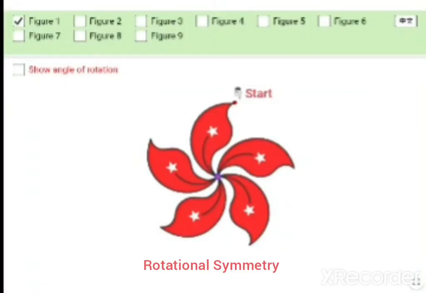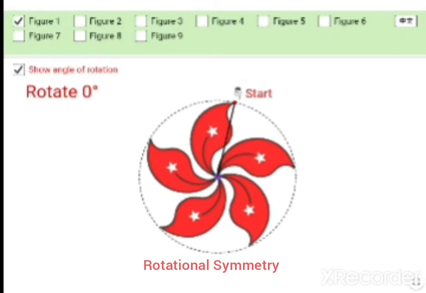Hello dear children, today let us see which of the following figures have rotational symmetry. Here are some figures. So this is the first figure. Let us rotate it and see whether it has rotational symmetry or not. So this is the starting point.